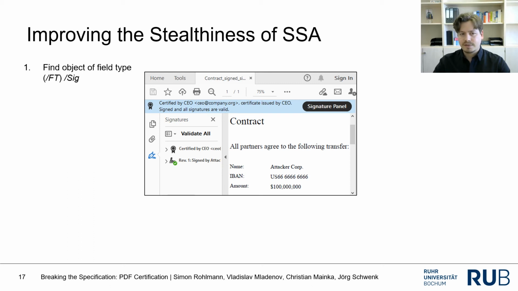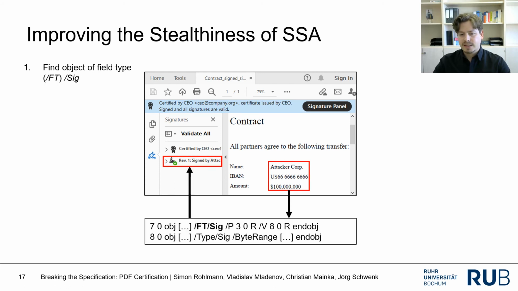In the first step, we have to find the object of file type Sig. As you can see, we find file type Sig in the object number 7. And object number 7 contains a reference to the page object P, to the object 3, and the validation reference V to number 8. The object 8 contains the signature value. So in the second step, we have to change the reference of the page object to our own signature object. This means we change the reference 3 to 7.